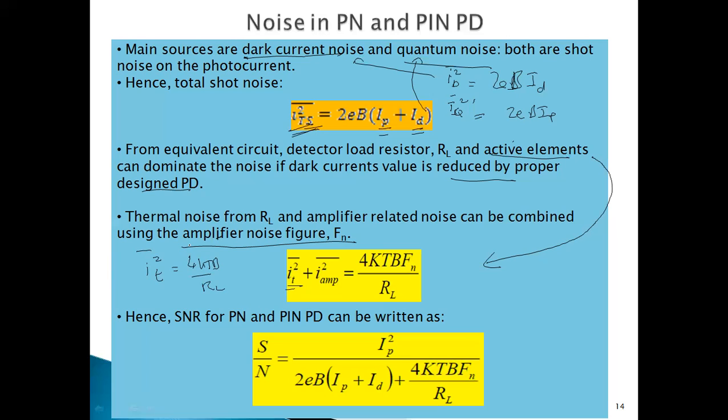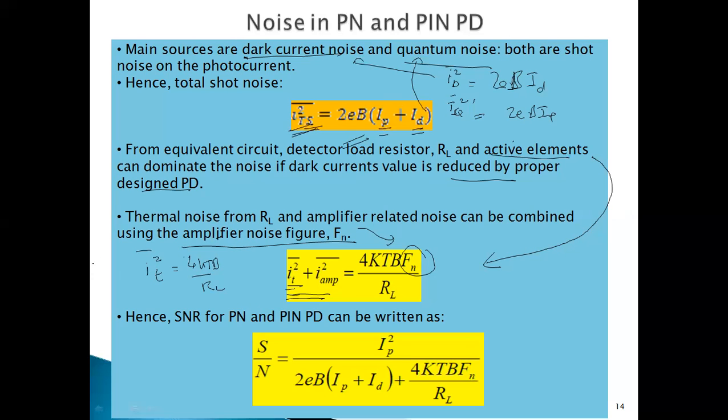The thermal noise and the amplifier-related noise can be combined together, and this combination results in a multiplication of the 4kTB over R_L term with F_n, where F_n stands for the amplifier noise figure. That will determine the total noise, other than the shot noise, that we have seen in the previous equations at the top. This is the equation for the shot noise, and this is the equation for the thermal noise and also the amplifier-related noise.